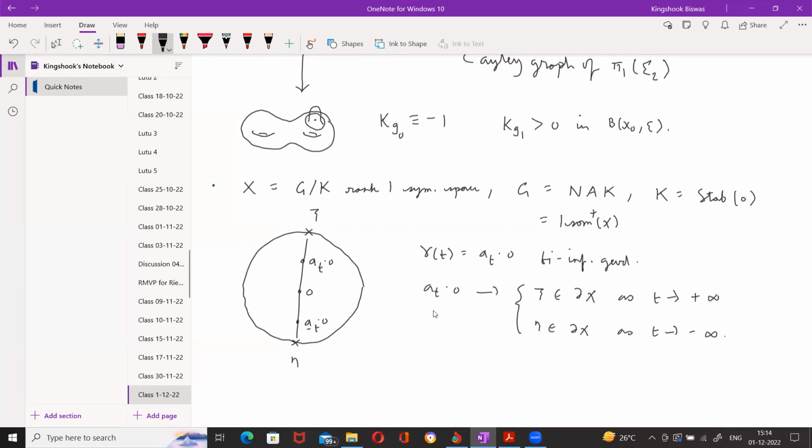And now you have a K action on X, right? So we saw that any action by isometries induces an action on the boundary, right?